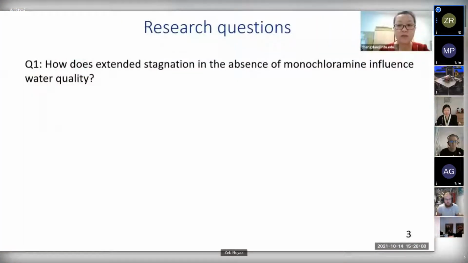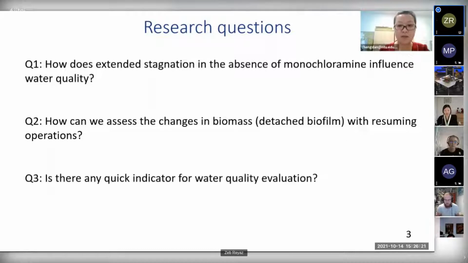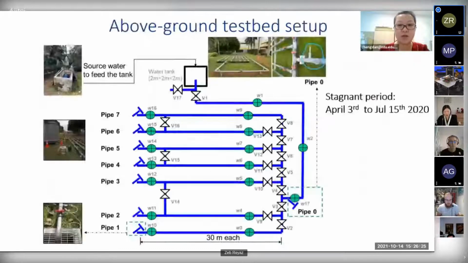The aim of this study is to understand how extended stagnation in the absence of monochloramine influences potable water quality, to assess the changes in biofilm biomass with resuming operations, and to determine if there is any quick indicator for water quality evaluation. To answer these three questions, an above-ground testbed was created early last year at Nanyang House, NTU in Singapore. The whole testbed is isolated from the actual distribution network.